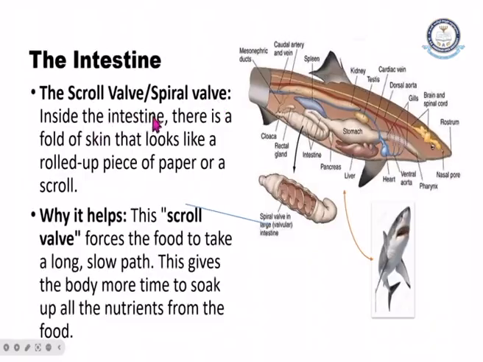Because the shark's body is short, it has a special trick to digest the food matter. Only its structure is like that. The intestine possesses a scroll valve or spiral valve. Inside the intestine there is a fold of the skin that looks like a rolled up piece of paper or scroll. This scroll valve, or spiral valve, gives the nutrients more time to get soaked and absorbed.